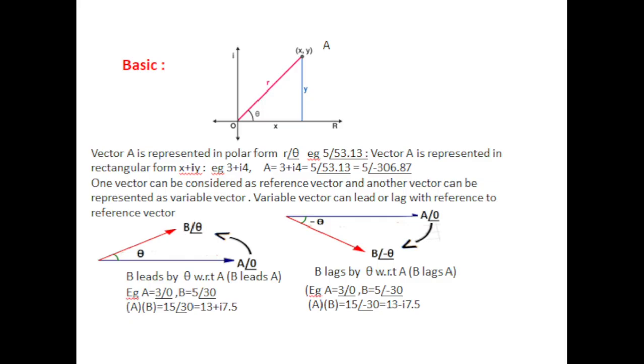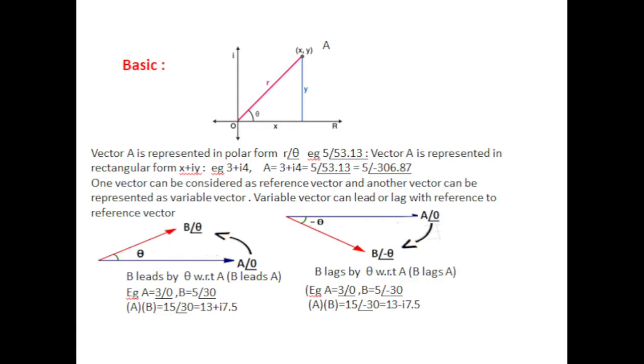One vector can be represented as the reference vector and another vector can be represented as a variable vector. The variable vector can lead or lag with reference to the reference vector. Here see the first one. B leads by 30 with reference to A. That is, B leads A. Example, A equal to 3 angle 0, B equal to 5 angle 30. Product of A and B equal to 15 angle 30. That is equal to 13 plus i 7.5.